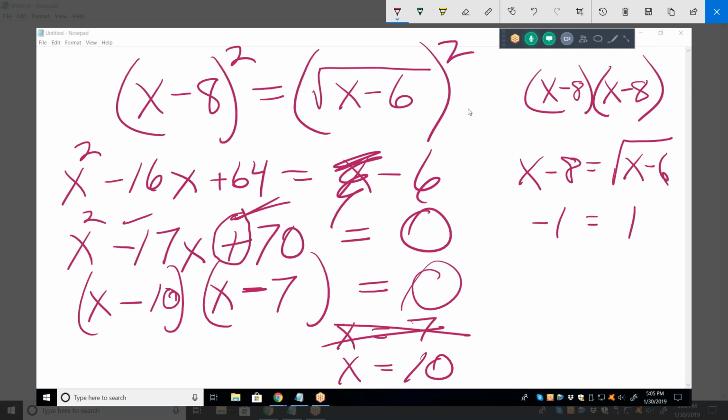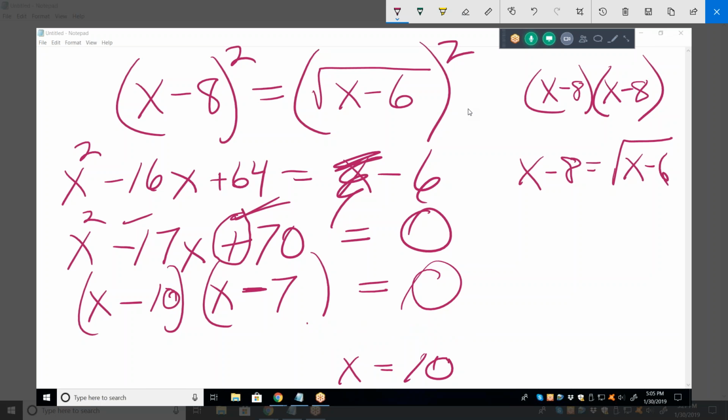Does 10 work? 10 minus 8 is 2. 10 minus 6 is 4. Square root. Oh, there. Yeah, it works. Okay, one of them always works. So 10 is the extraneous solution? No, 10 is the correct solution. 10 is the only solution.